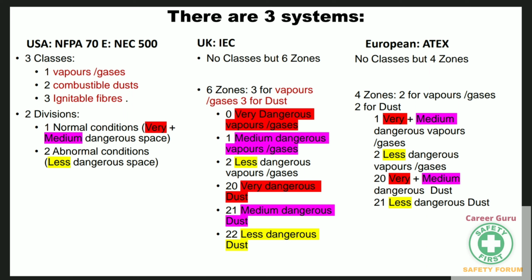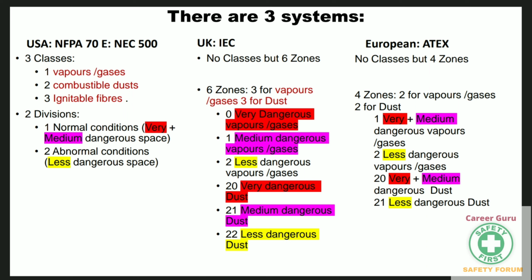As per the system, in USA we categorize these hazardous substances into three classes and two divisions. The three classes are vapors, which include gases, then dust, and third fibers. And divisions will be normal conditions or abnormal conditions. But in the UK there are no classes, but 6 zones are considered: zone 0, zone 1, zone 2, zone 20, zone 21 and zone 22, which you can see from the chart.